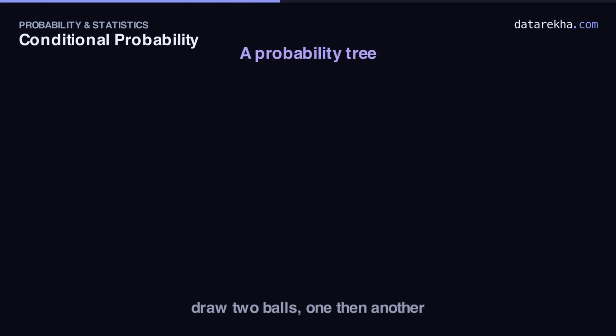When an experiment unfolds in stages, there's a picture that makes the multiplication rule almost automatic. The probability tree. Let me build one for drawing two balls from a bag, one after another. Start at a single root on the left. The first draw splits into two branches. First ball red, with probability 4 out of 10, or first ball blue, 6 out of 10. Write each probability right on its branch.